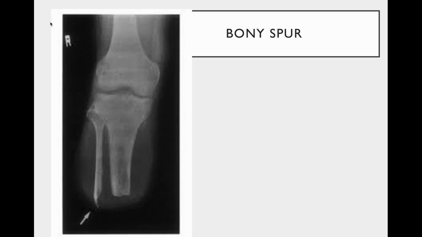Bony spurs can also cause pain, and here's an image of one where the fibula has grown into a sharp point. These spurs can be really painful and it can be really difficult for the patient to walk in them, in which case they need to be referred for that to be revised.